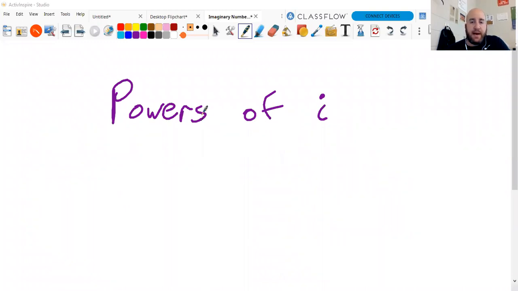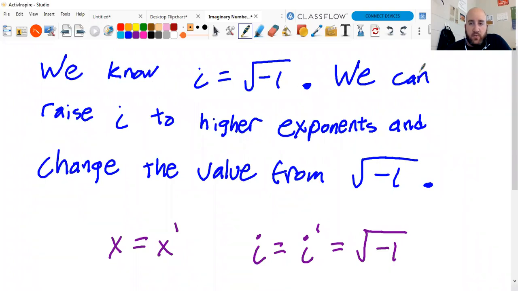All right, so we're talking about powers of I. Again, I is our imaginary number. So we know I is equal to the square root of -1. When I say powers in math, again, we're talking about exponents. So we're going to raise I to certain exponents and explore what that does. We can raise I to higher exponents and change the value from the square root of -1.